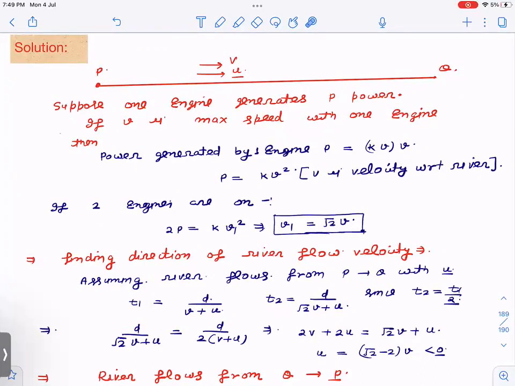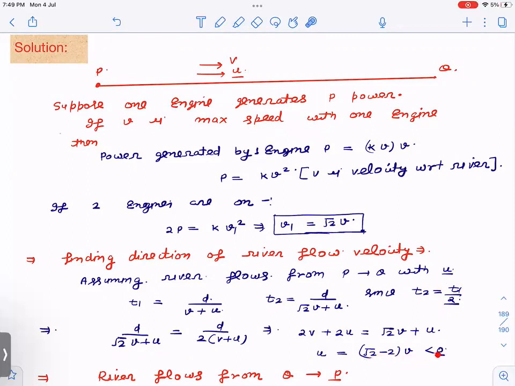And it is given in the question that T2 is T1 by 2. Remember, 50 and 25 minutes. So if you do that, and if I put T2 and T1 here, you get something like this. U is equal to root 2 minus 2 times V. Fine, which is of course negative.